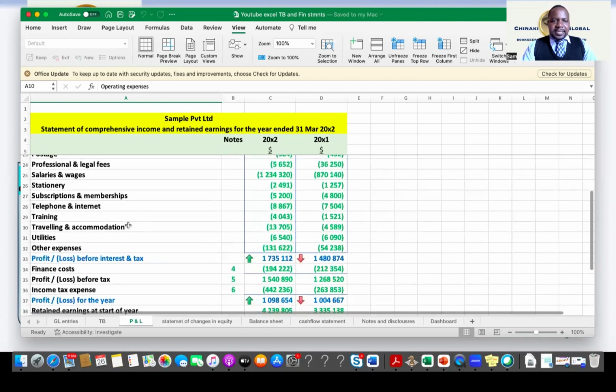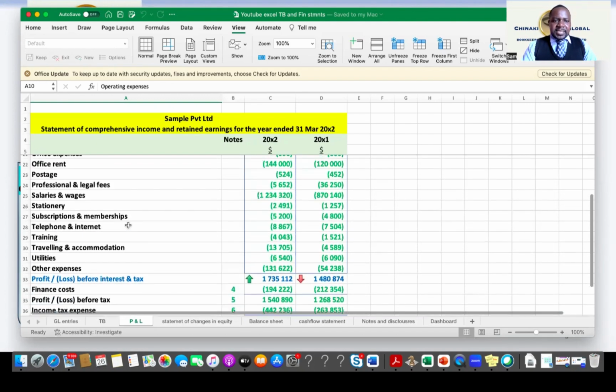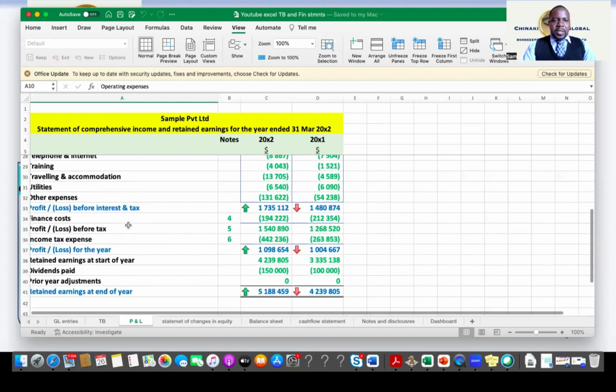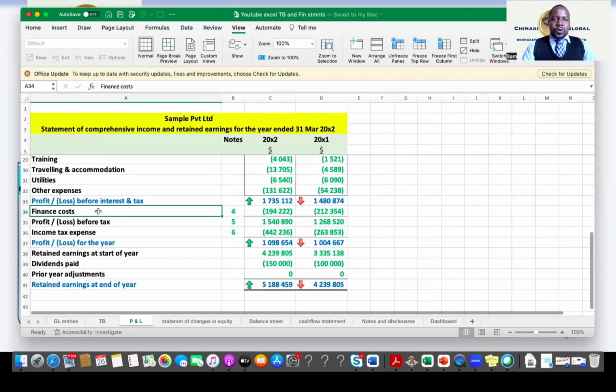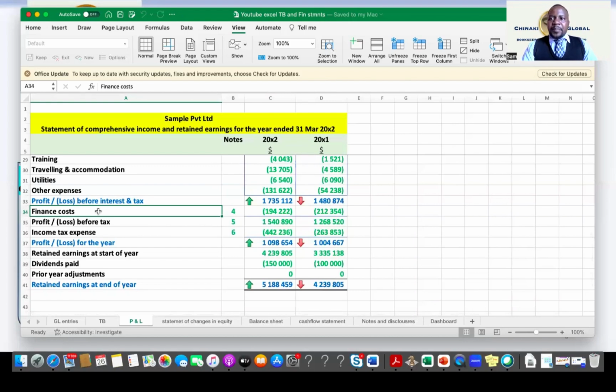So the list is endless. These are just examples of expenses that we are deducting so that we are able to get our profit before interest and tax. Then we need to deduct our finance cost. If we are using borrowed funds, we need to pay some interest. Interest on loan is part of the finance cost. We deduct this from these figures so that we get our amount before calculation of income tax. Then we can calculate our income tax as a percentage of our profit or loss before tax.